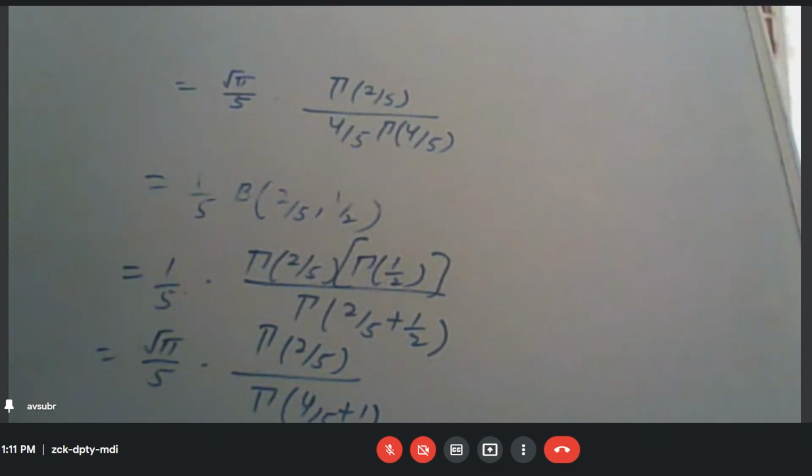सर 2/5 plus 1/2 से 4/5 गामा 4 plus by 5 कैसे हुआ? Yes sir, 9/2 नहीं होगा ये, 9/5 नहीं होगा ये. हाँ yes. गलत है? No, sir.